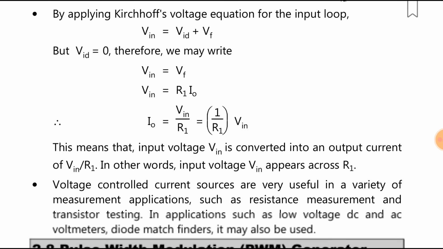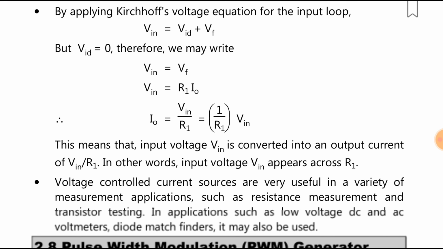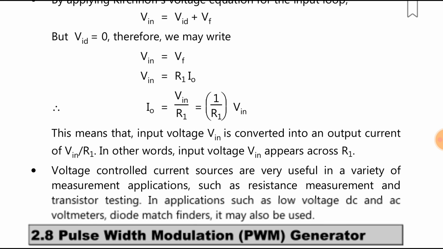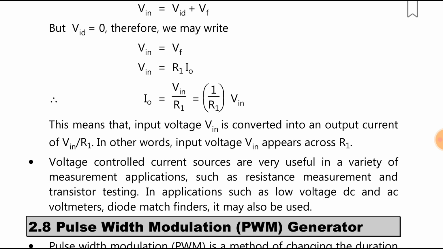By applying Kirchhoff's voltage equation for the input loop, Vin is equal to VID plus Vf. But VID is 0, therefore we may write Vin is equal to Vf. So, Vin is equal to R1 into I0. Now, I0 is equal to Vin upon R1, which is equal to 1 by R1 into Vin. This means that the input voltage Vin is converted into the output current of Vin upon R1. In other words, the input voltage Vin appears across R1.